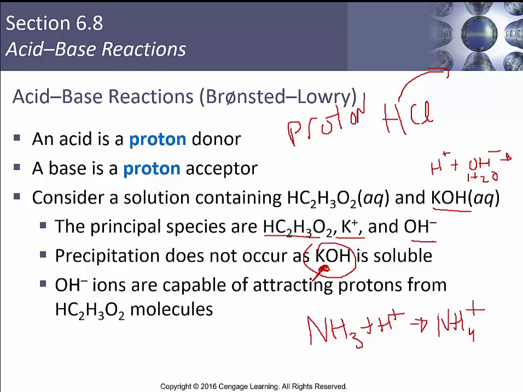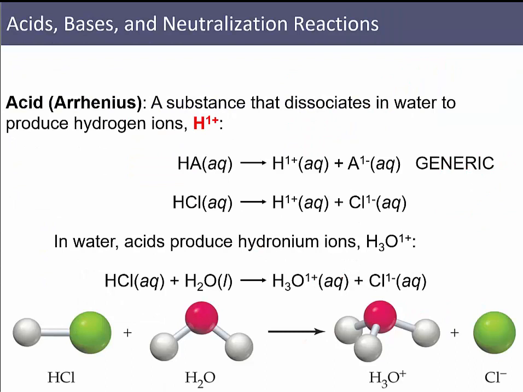Right? Another definition of our acids and bases is the Arrhenius definition. So our Arrhenius definition is a substance that dissociates in water to produce H plus, hydronium ions. It's actually H3O plus. You're not going to have a bare proton floating around.